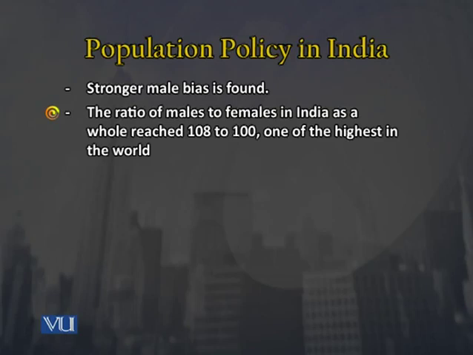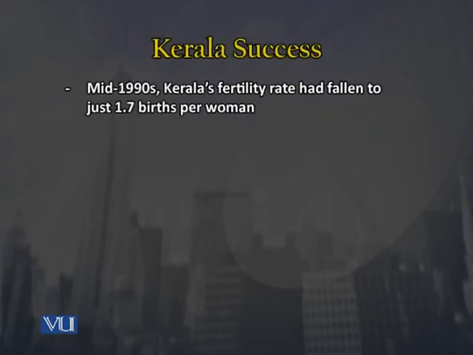So the positive thing which I am going to discuss as long as the population policy being practiced in India is concerned, we see that in Kerala the fertility rate fell down to 1.7 births per woman, and you must be interested कि उन्होंने ये कैसे achieve करा इतना low rate of fertility in India, in this state of Kerala.